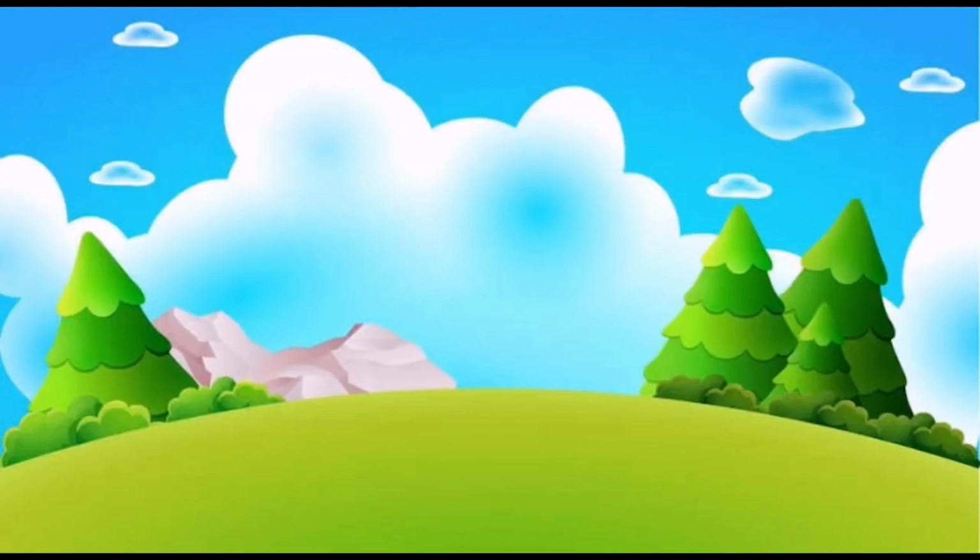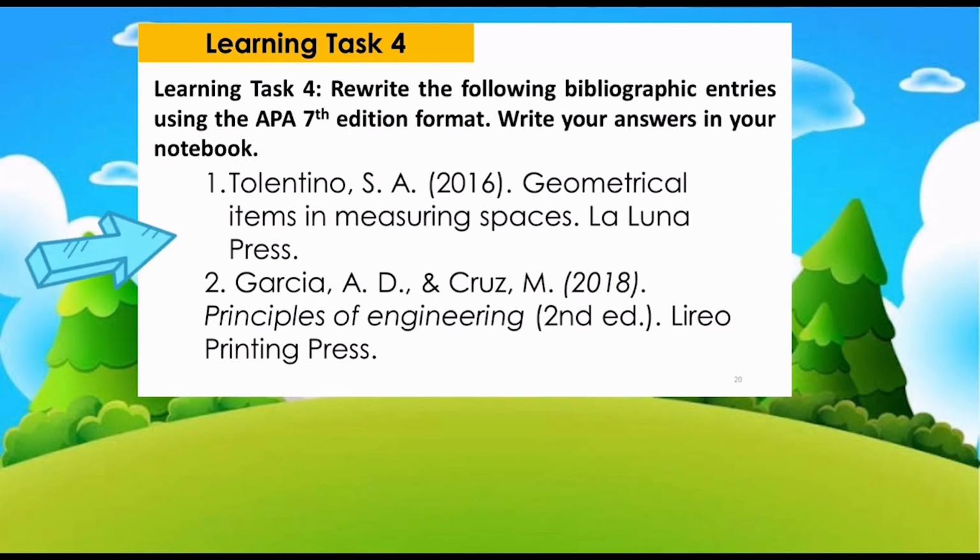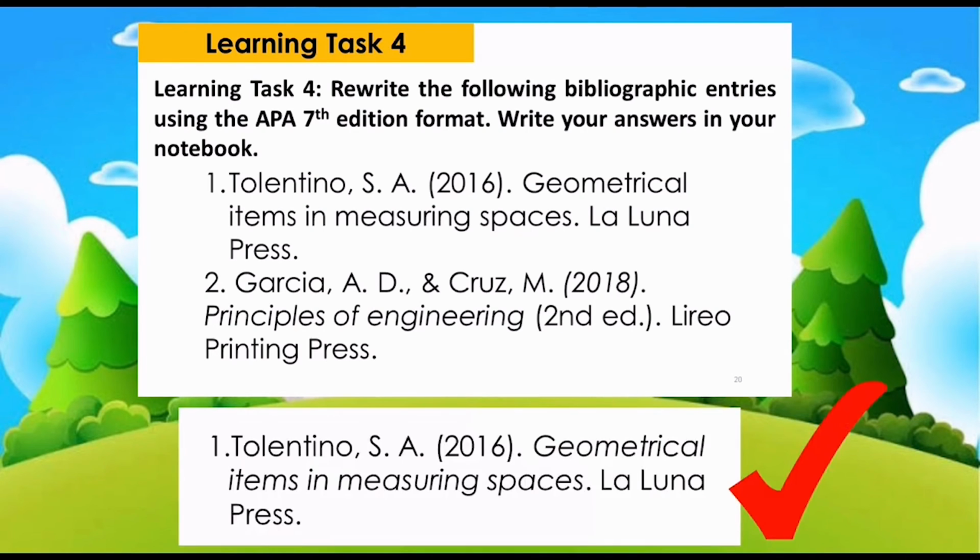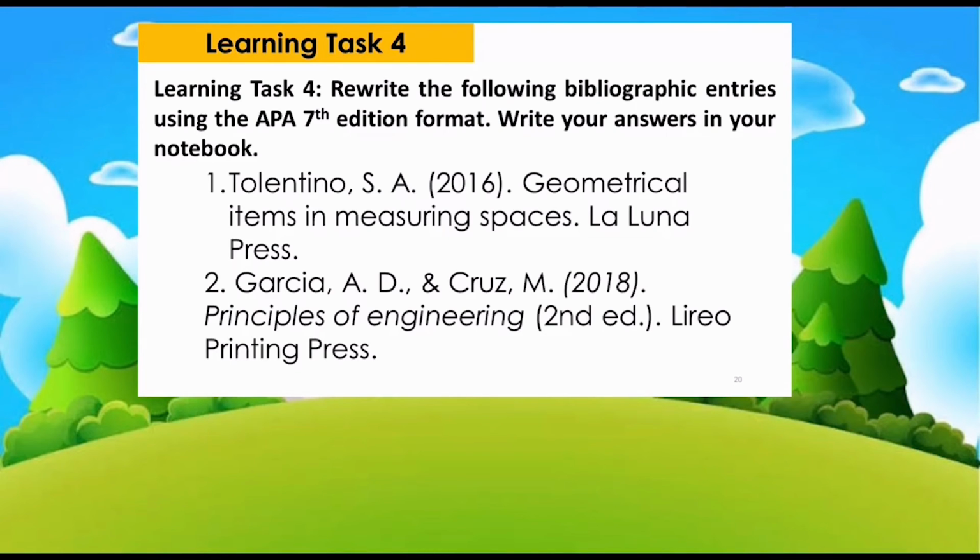Look at this example. It's almost correct, right? But what do you think is wrong in this bibliographic entry? That's right. The title of the book is not italicized. It should be like this. How about the second example? What do you think is wrong here? You got it! The year of publication should not be italicized as well. It should be like this.